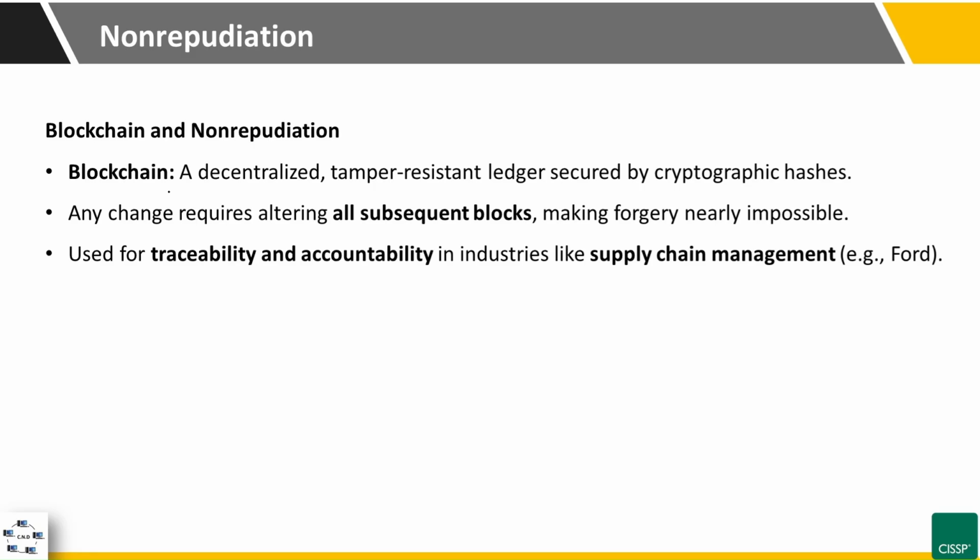Blockchain and non-repudiation. Blockchain is a decentralized, tamper-resistant ledger secured by cryptographic hashes. Any change requires altering all subsequent blocks, making forgery nearly impossible. It is used for traceability and accountability in industries like supply chain management. For example, it is used by Ford.